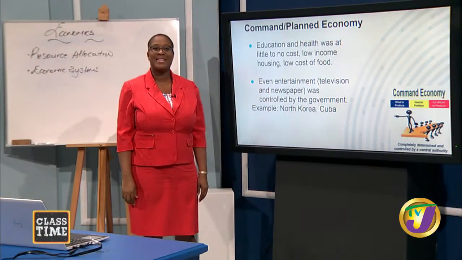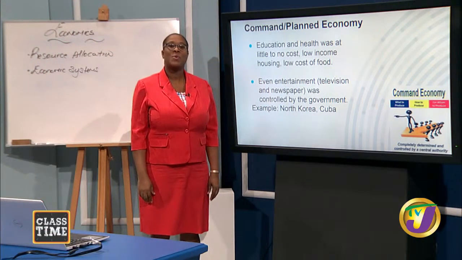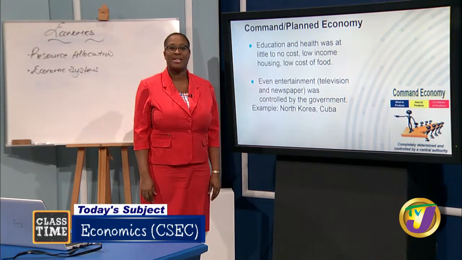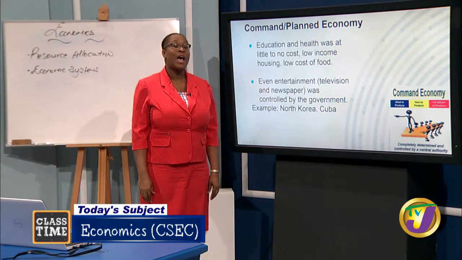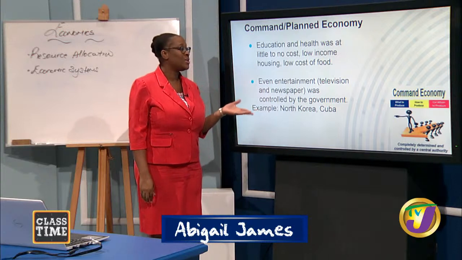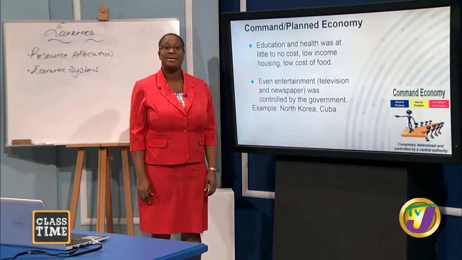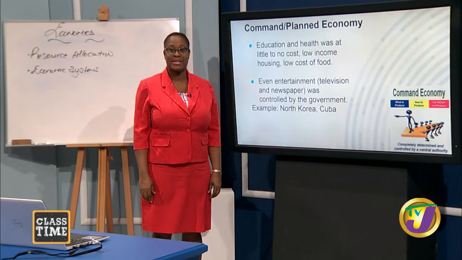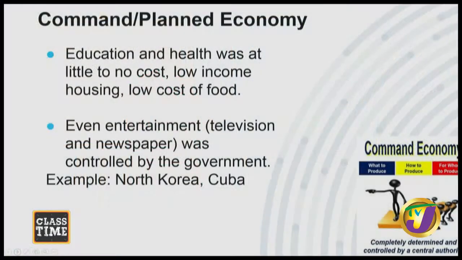Welcome back. This is CSEC Economics. We were discussing resource allocation and economic systems, and specifically we were just at the features of the planned or the command economic system. And so the last two points we were there to say education and health under this system was at little or no cost, low income housing and low cost of food. And we also indicated that even entertainment was controlled by the government.